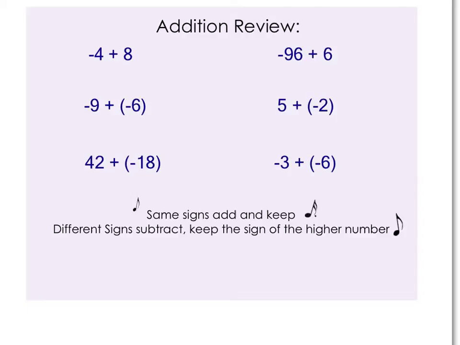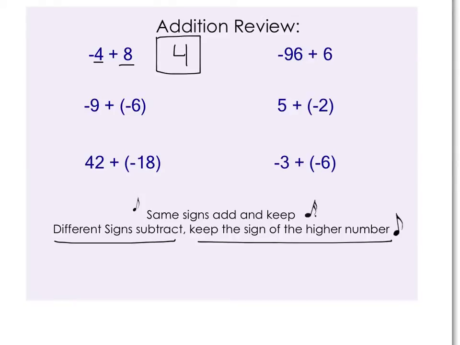For the first one, -4 plus 8. These are different signs, so different signs subtract. So I'm going to subtract these and get the number 4. Keep the sign of the higher number. The higher number is 8 and it's positive. Then you'll be exact. Okay? Next problem.